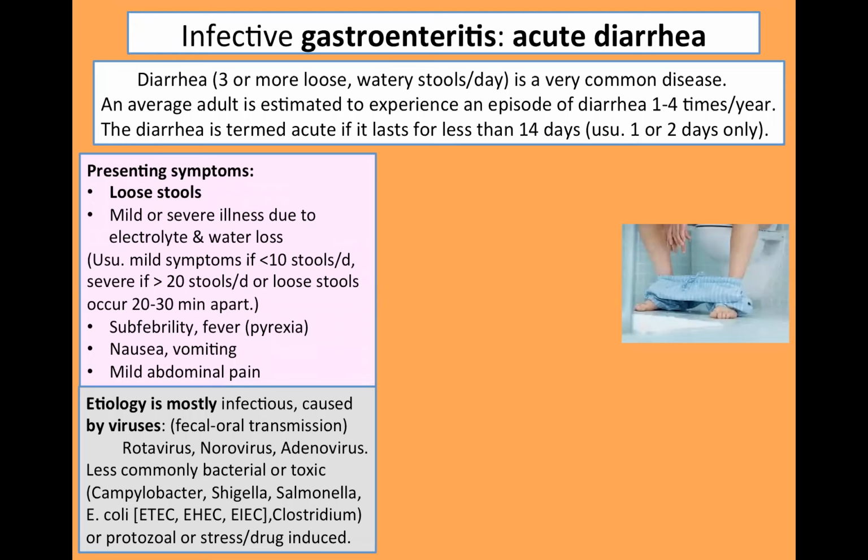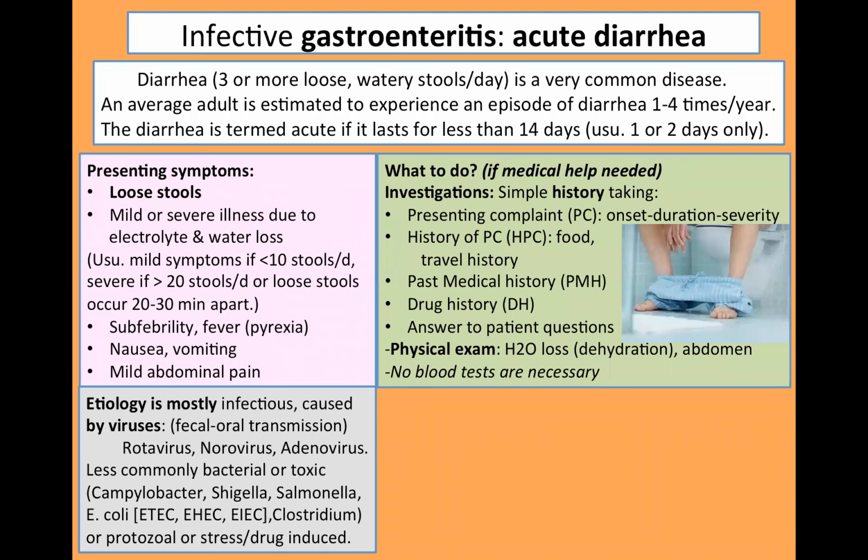Etiology is mostly infectious by fecal-oral transmission, and mostly by viruses: rotaviruses, noroviruses, adenoviruses. Much less commonly, it might be induced by bacteria or bacterial toxins, like Shigella, Salmonella, Campylobacter strains, or certain E. coli strains. Occasionally, it also occurs as a reaction to stress or as a response to drugs.